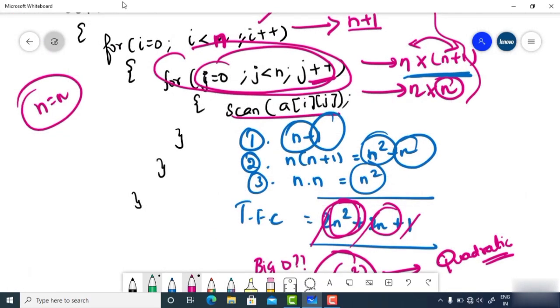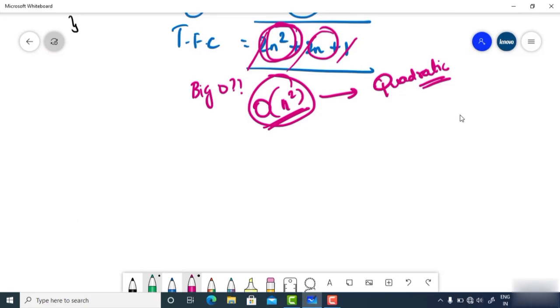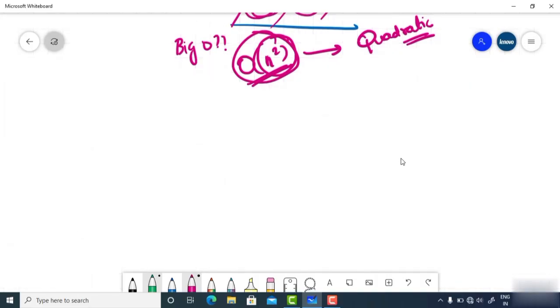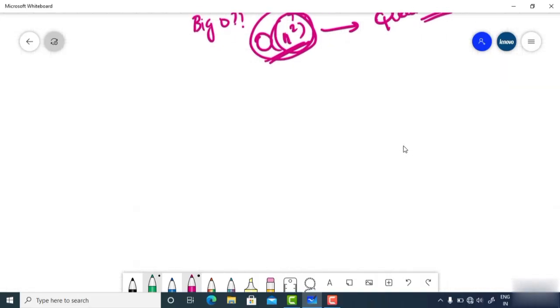So understand that if you are having nested for loops, you will definitely have this n square time complexity. So it is best to avoid those for loops unless you don't have any other way to go.